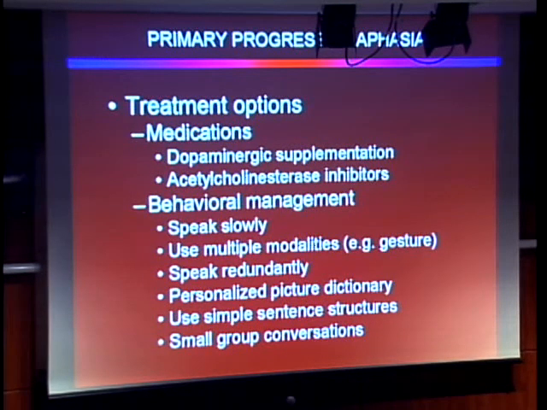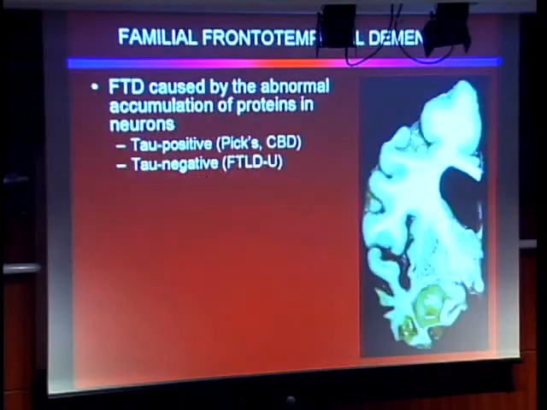Take a picture of some of the objects that you have difficulty finding the names for. Print the name on the back of the index card and assemble a personalized picture dictionary to help facilitate communication. Don't use the complex grammatical sentences that I'm using. Use simplified sentence structures and give people an opportunity to focus their attention on the conversation. Have the conversations in small groups instead of 12 family members all hollering something at the same time and trying to figure out what's going on.